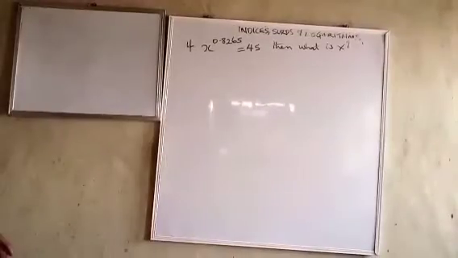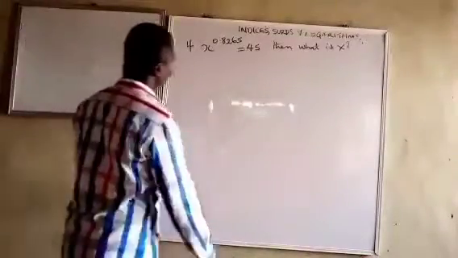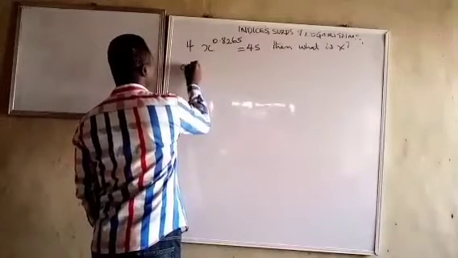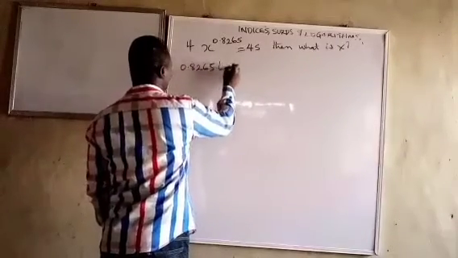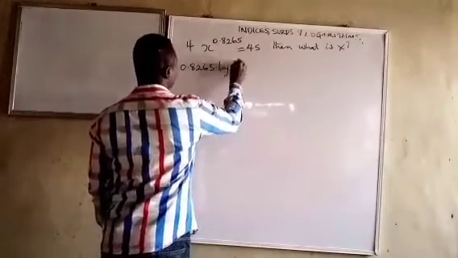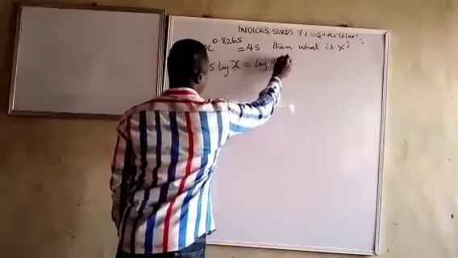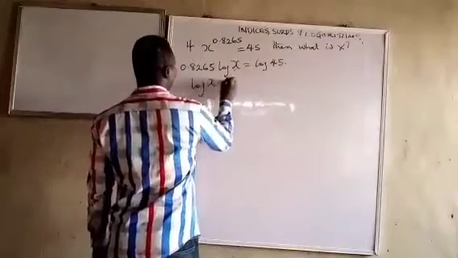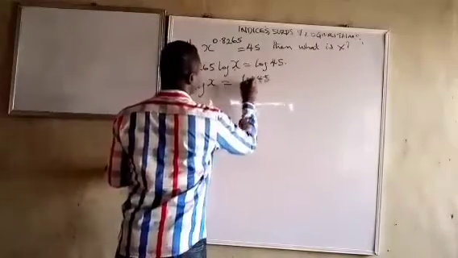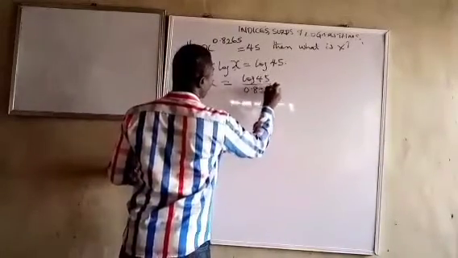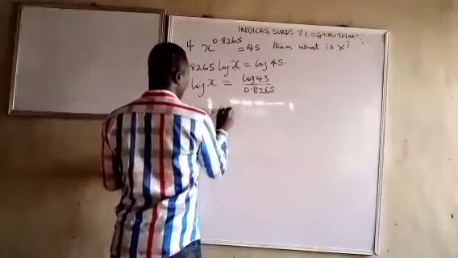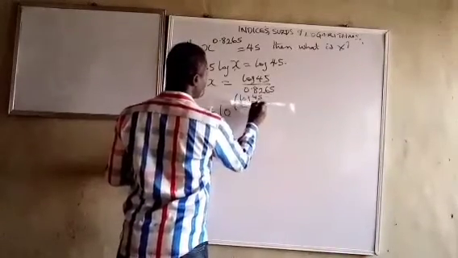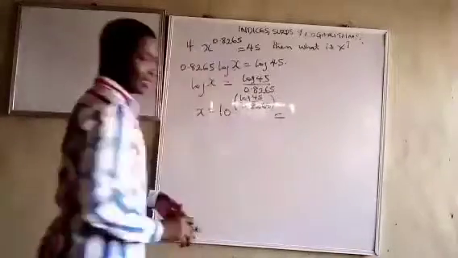Look at it. It says 0.8265 log x is equal to log 45. So what is x? Let's work it out. Therefore, log x will be equal to log 45 divided by 0.8265. So x is equal to 10 raised to the power of (log 45 divided by 0.8265). So let's go down the results.